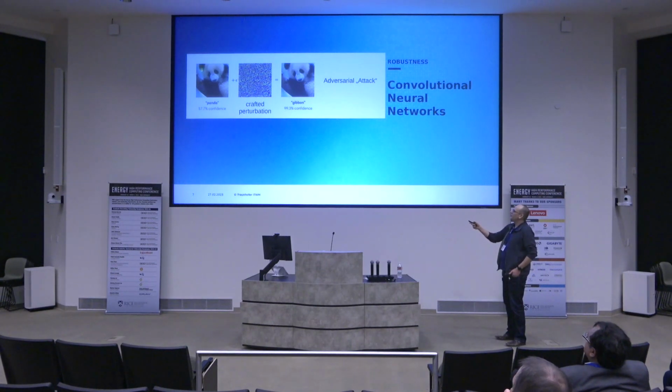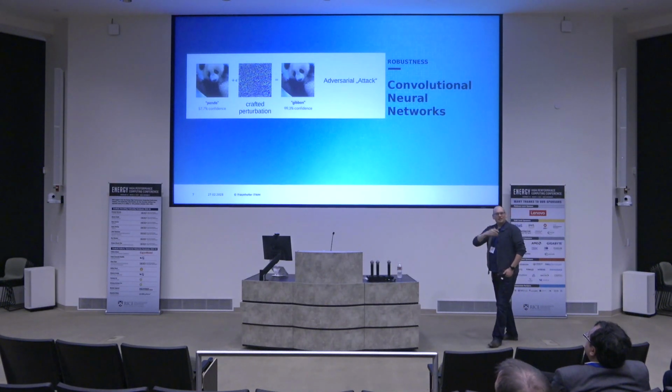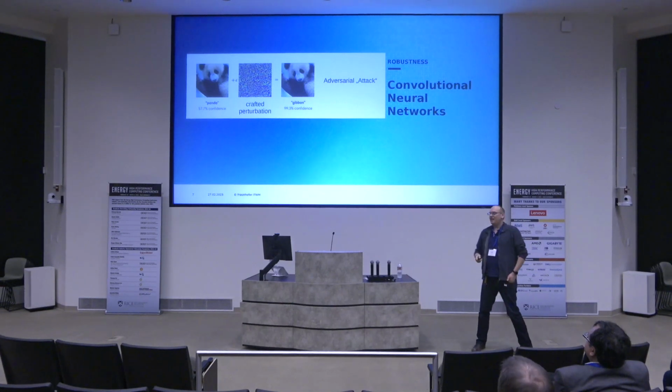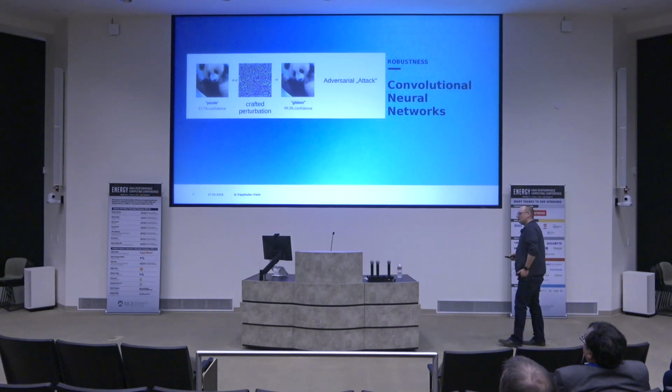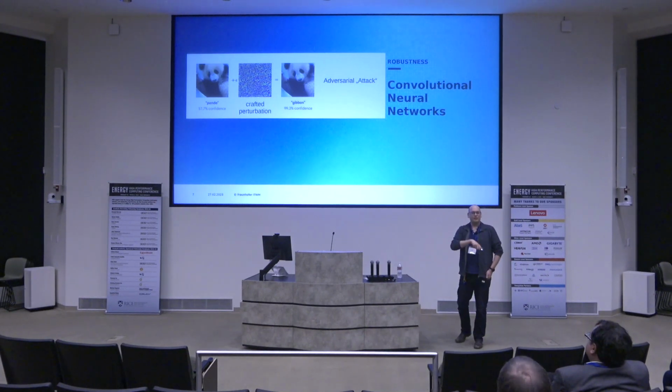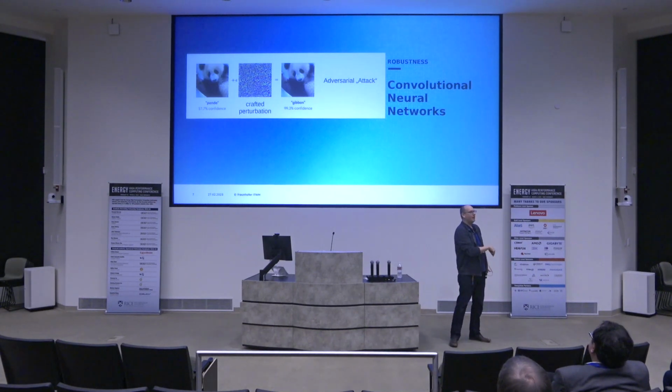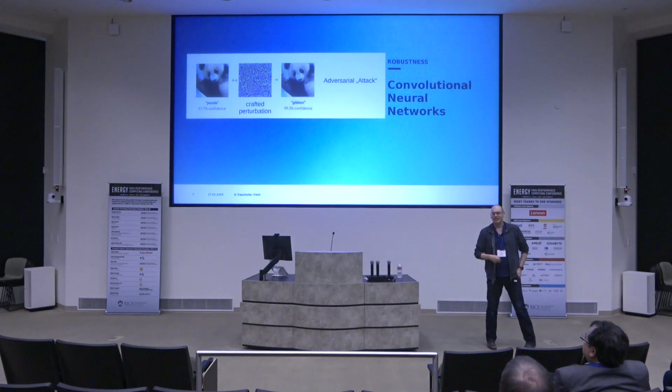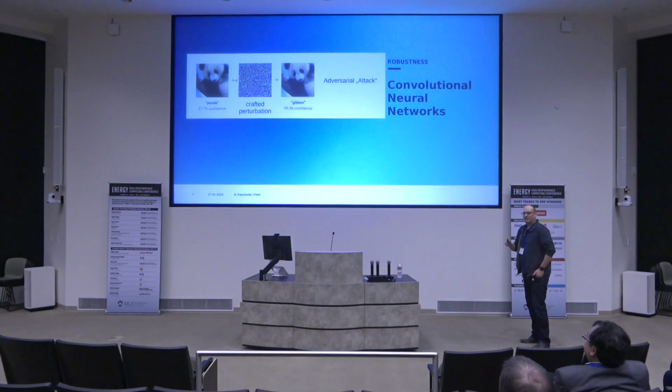So basically, this is an original input image. You add some noise, and the noise is so low that you couldn't tell the difference, right? And adding this noise would cause a CNN to flip its decision. Not only to flip its decision, but also give very high confidence in this false prediction. This is the so-called adversarial attack.